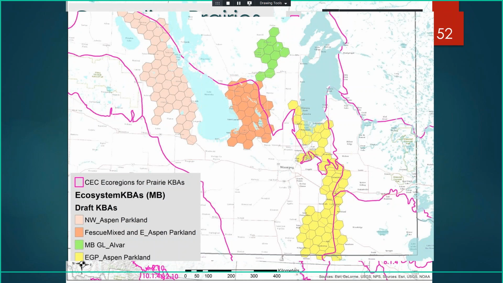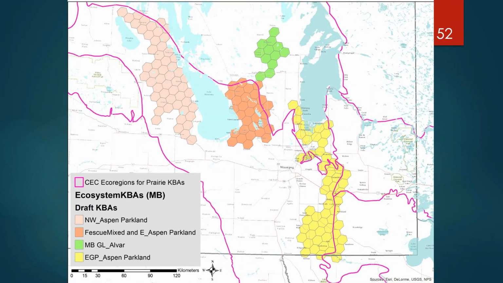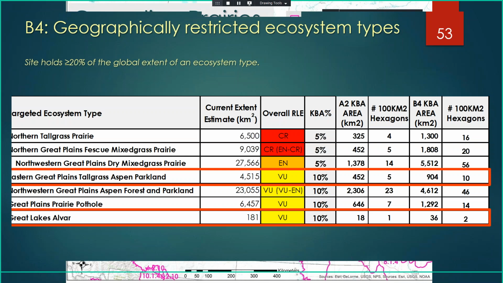So again, if there are any comments about that, this is sort of our initial results applying the A2 criteria for threatened ecosystems. I can touch on just very briefly here to wrap up what I have to show you. Under the B4 criteria, what that's asking for is 20% of the global extent of an ecosystem type occurring within one site. Well, based on these sites that we have tentatively identified, 2 of them actually do cross those thresholds as well.